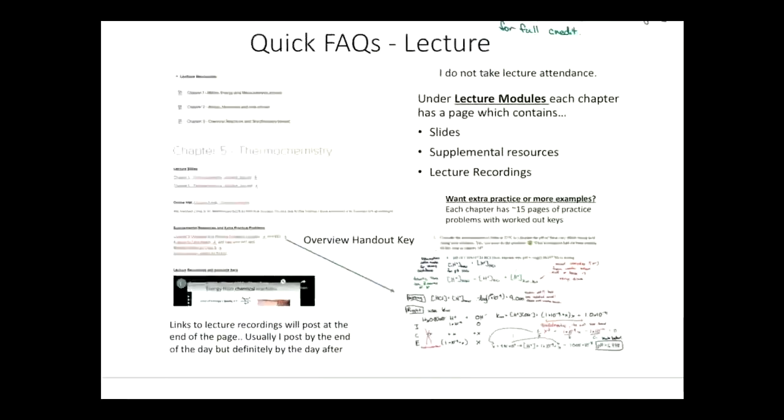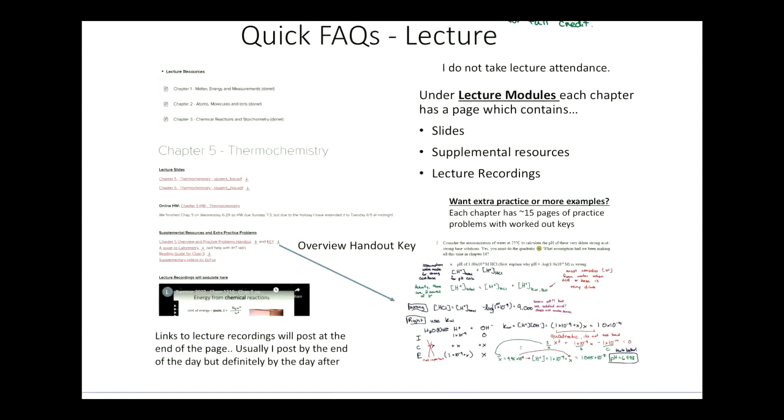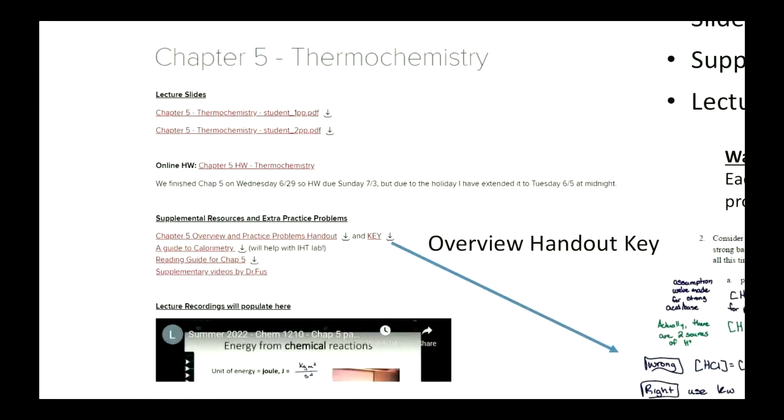Okay, keep going. I think I already talked about this, facts about lecture. As you saw from the grading scale, I don't take lecture attendance. I post recordings, they show up. Did I mention that? No, I didn't. I forgot to put it on that page. All right, here's an example, the chapter page. Here's chapter 5.